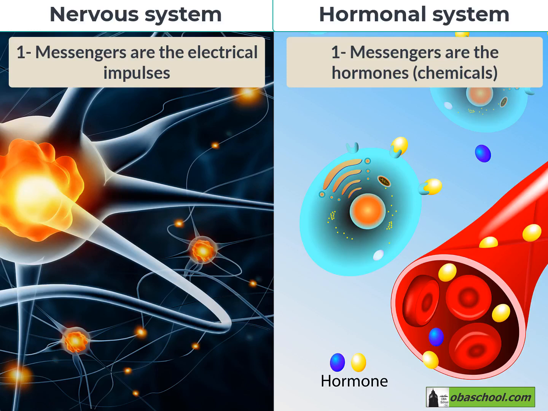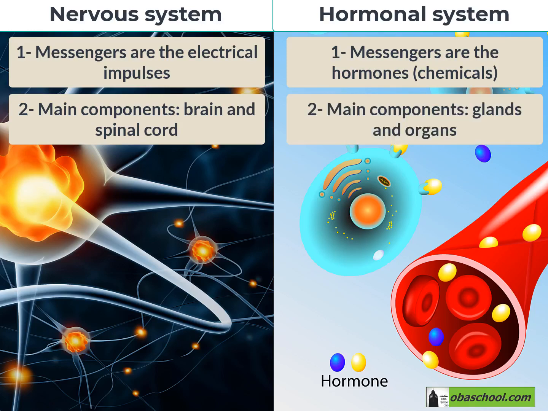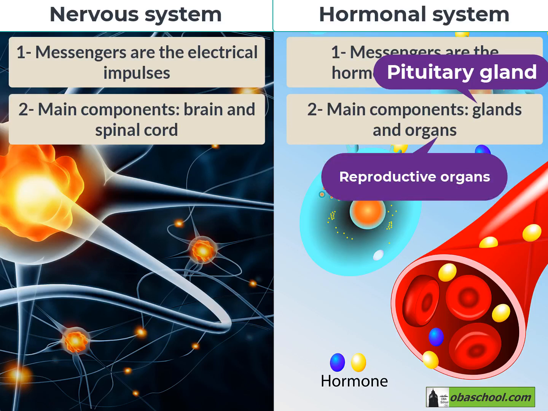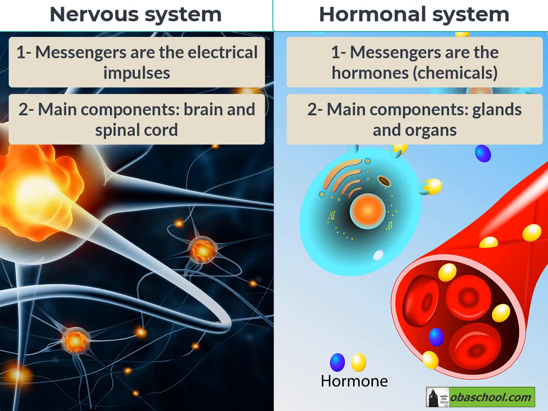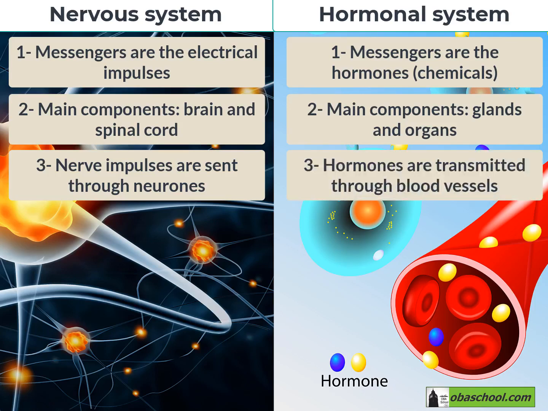Another difference is that the brain and the spinal cord are the main components of the nervous system. On the other hand, the glands and organs such as the pituitary glands and the reproductive organs are involved in the hormonal system. The nervous system will send nerve impulses through the neurons. However, in the hormonal system, the hormones are transmitted through the blood vessels.